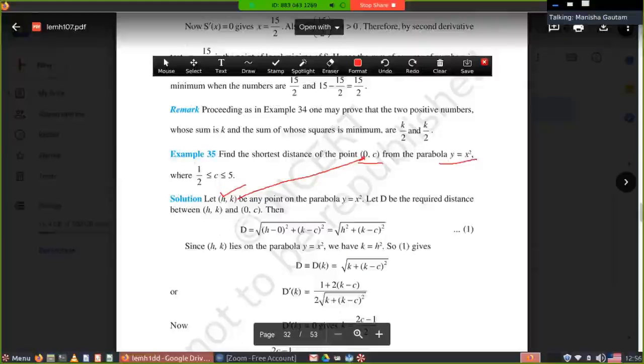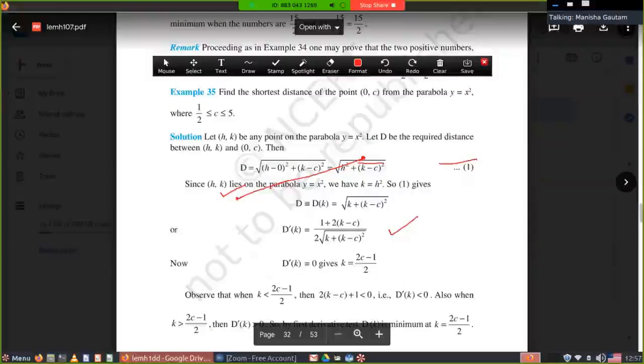It means the distance between these two points. You know the formula to calculate distance: x2 minus x1 whole square plus y2 minus y1 whole square, all under the root. Here is the distance. Now you have to minimize this distance, which means you have to get the second derivative at the critical point. Let's see what you will get.